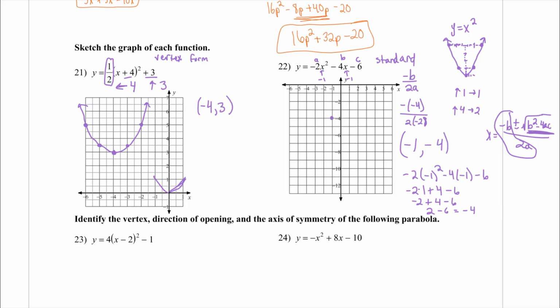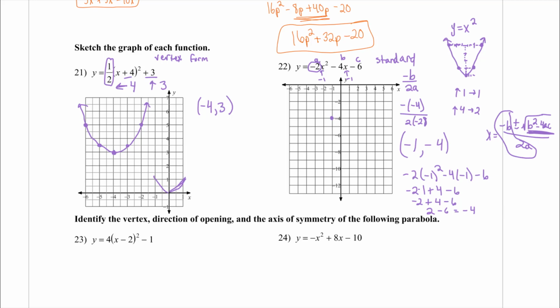Now what's cool about standard form is the same thing we did here where we looked at the first number to tell whether it was opening up or down. It was opening up because it was positive, and whether it was going up faster or slower or the normal speed. We can tell all that from what a is, the number in front of x squared. The negative means this is opening down. The 2 means it's going down twice as fast.